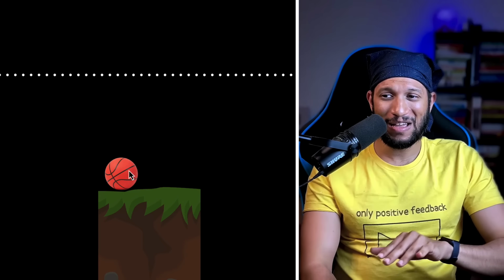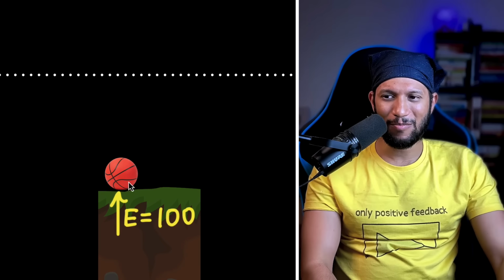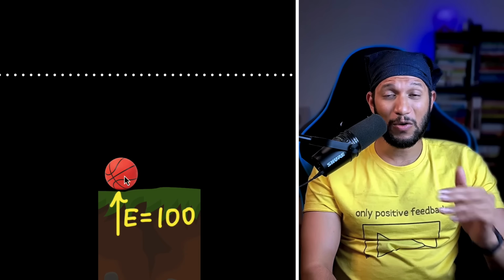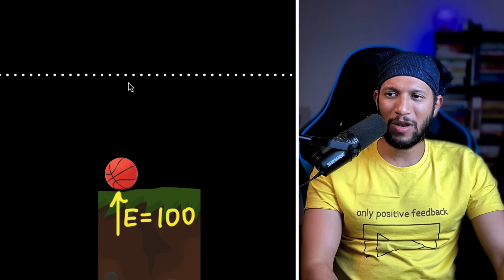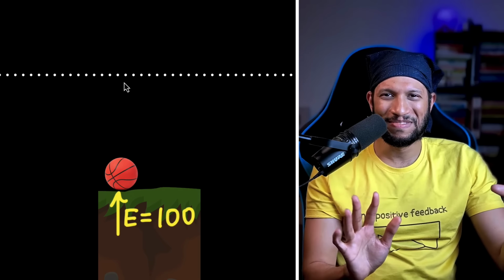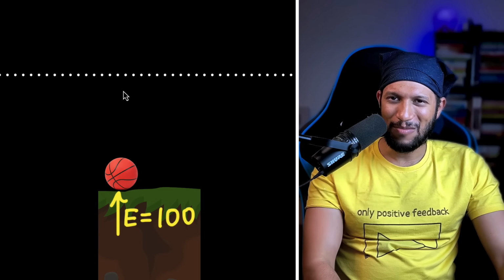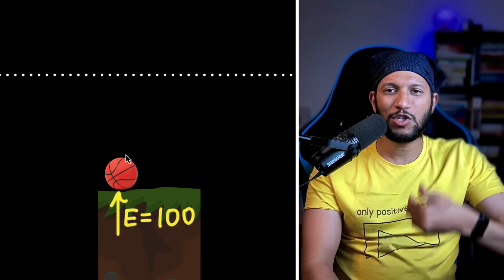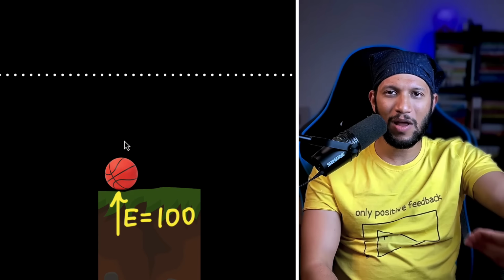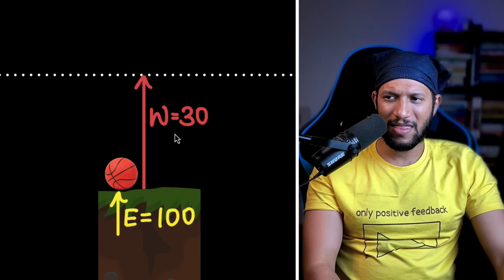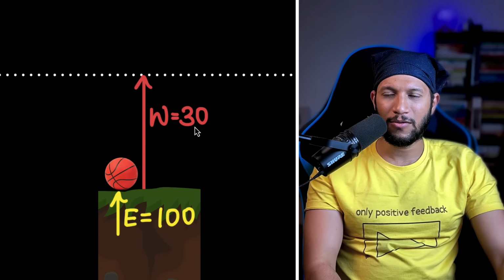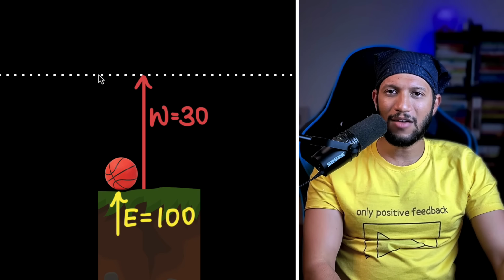All right, welcome back. We have a ball and we're going to kick it up, giving it 100 units of energy. Our goal is to figure out how much kinetic energy the ball would have when it comes over here. That's it. That's all we need to figure out. Now, as the ball goes up, it's going to lose some of that energy to gravity because it's doing work against gravity, isn't it? So let's say that the energy that it loses against gravity is 30 units. So how much energy is left over here?